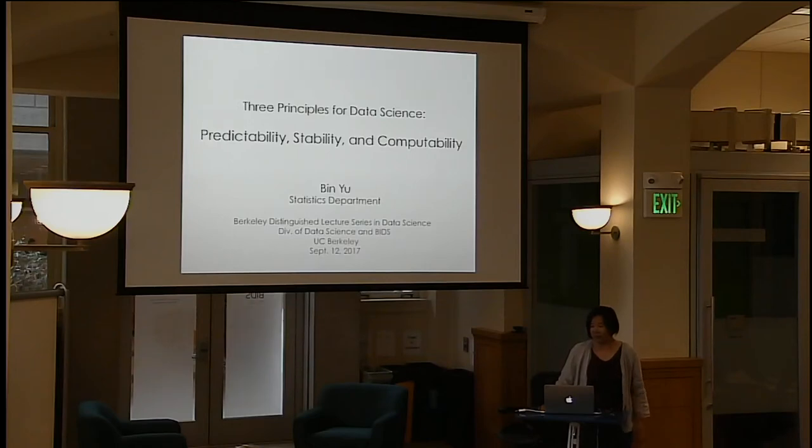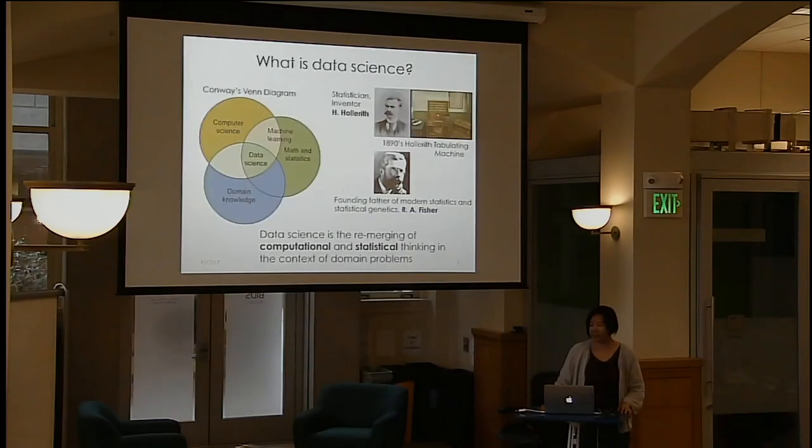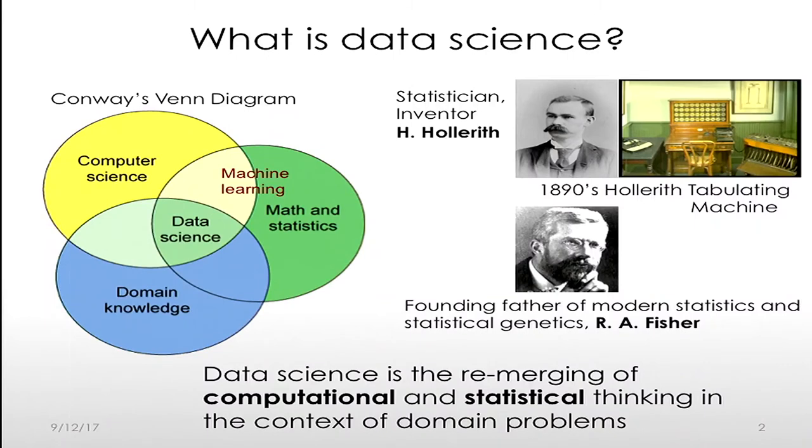Since I claim this to be three principles for data science, I'd like to get a definition going on data science. I hope that's a Berkeley definition, definitely with all the committees I've been sitting on for the last couple of years, and now we have a new division that I think is agreed upon. There are three important components of data science, and this comes with one diagram: computer science, math and stats, and data domain knowledge.